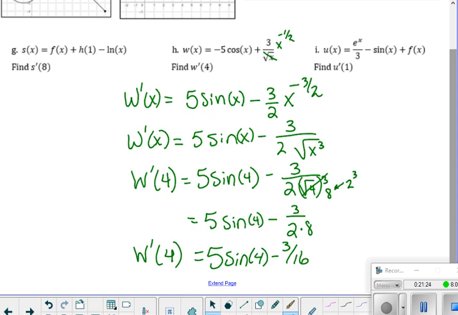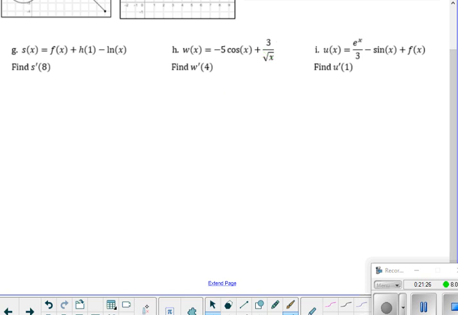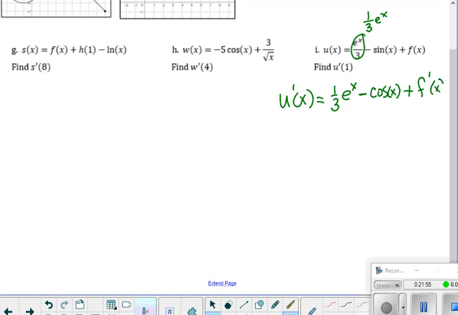Last problem. Woohoo! What do we got going? We got e to the x over 3 minus sine x and f of x. The only thing I would say about this is I prefer to see it as 1/3 e to the x, but that's just personal preference. Let's do our derivative. 1/3. Now the derivative of e to the x, it's e to the x. The derivative of sine is positive cosine, but we have that subtraction going on, so it stays. And then the last thing will be f prime of x.